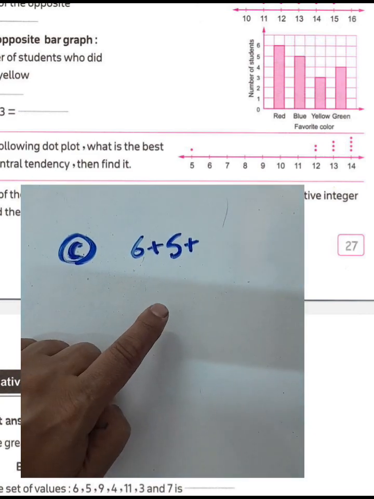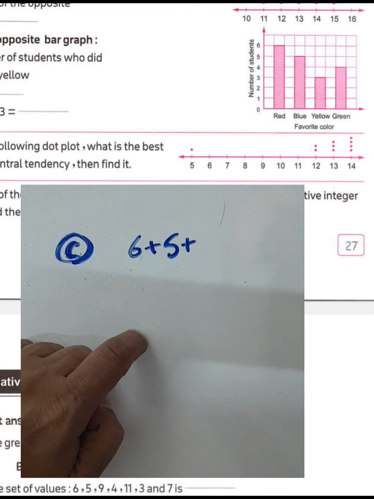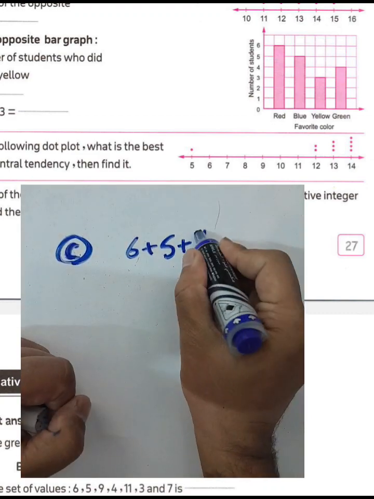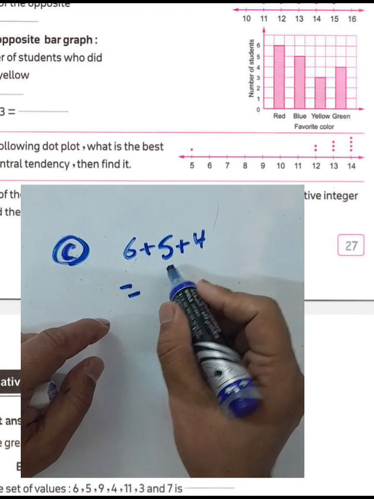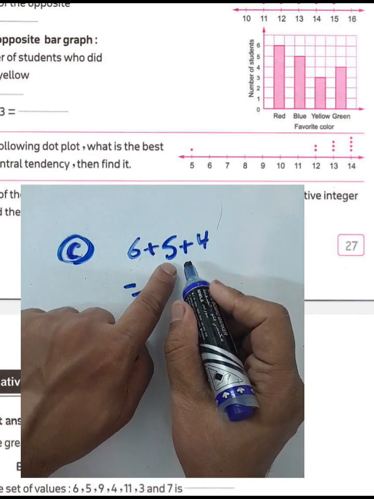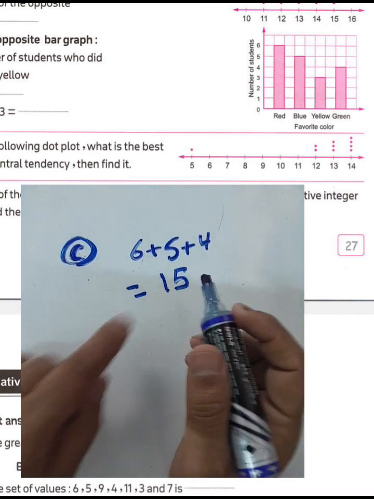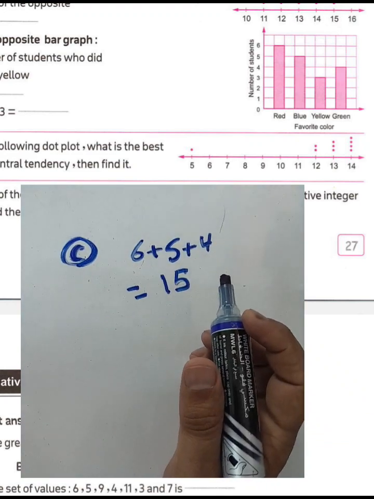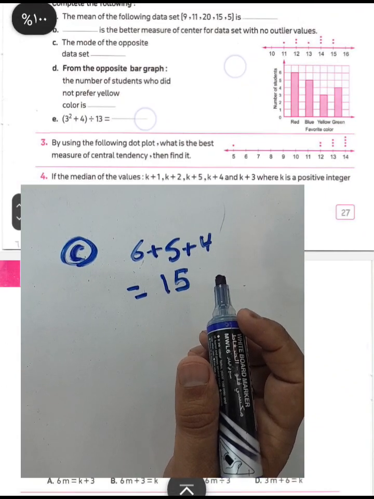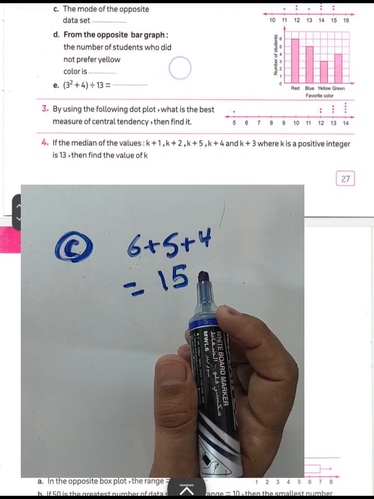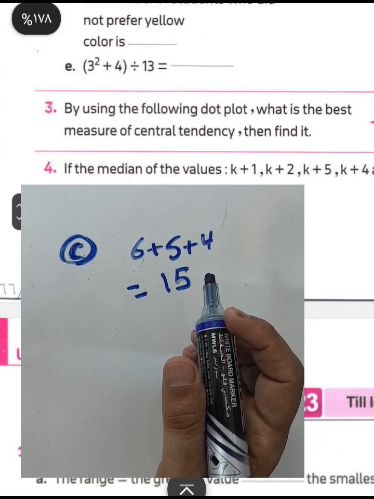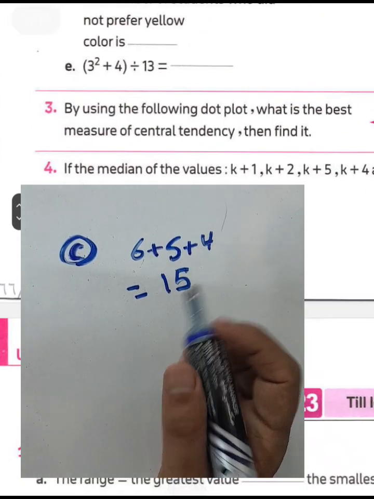How many students like green? Green here was 4. Then the result will be 6 plus 5, which is 11. 11 plus 4 will be 15. Then we have 15 students who don't like yellow. Okay, understood. The number of students who didn't prefer yellow color will be 15.